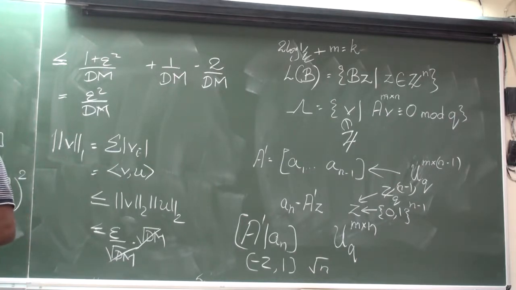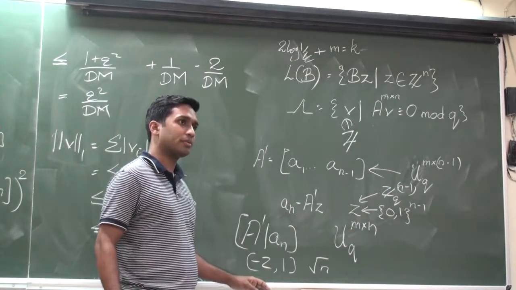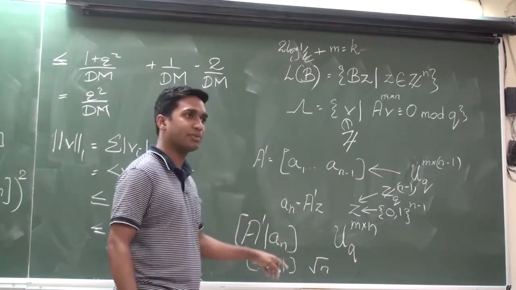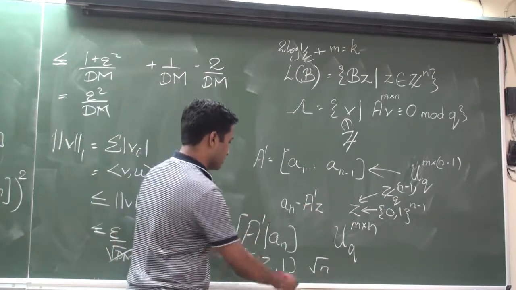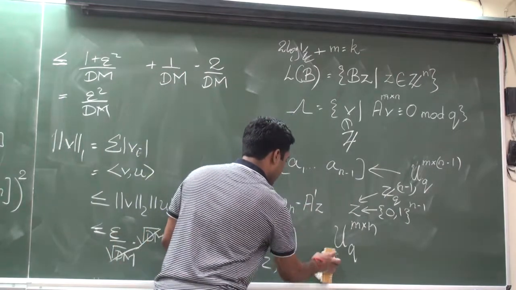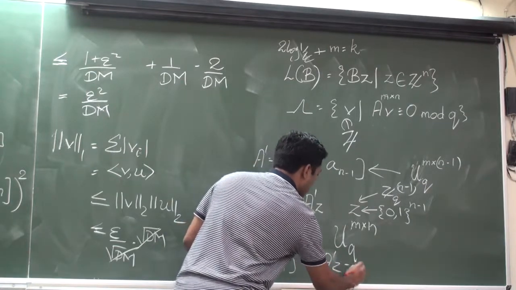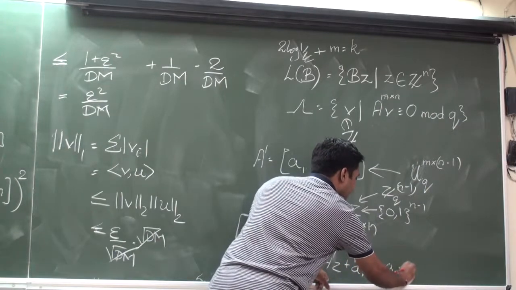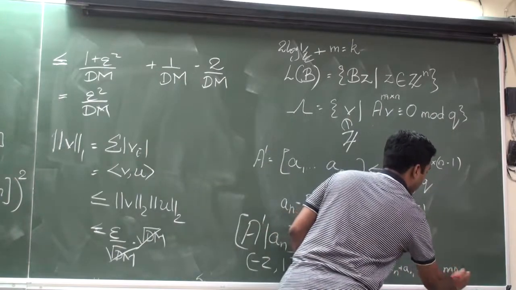By the way, will the shortest vector be this or this times A dash? How do you know this is even in the lattice? Because this one times this one gives me 0. This one times this one gives you minus A dash Z plus A n. What is A times this? It is minus A n plus A n, which is 0 mod q.